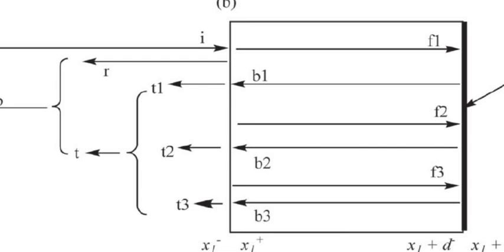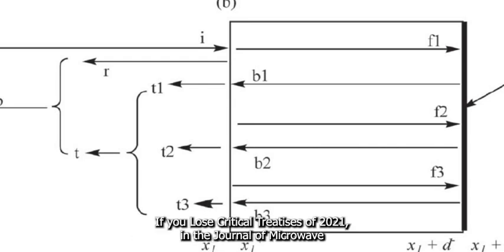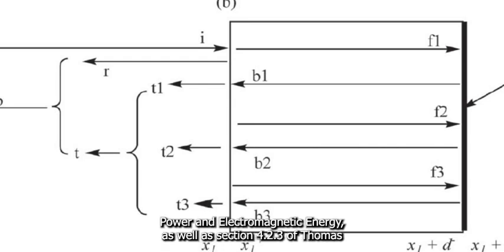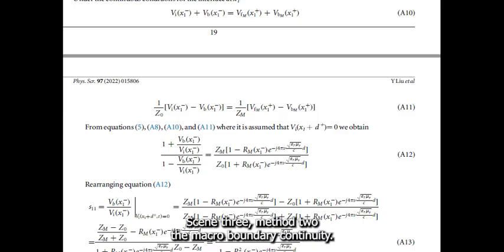coefficient S21. This elegant vector summation is documented in the appendices of Yulu's critical treatises of 2021 in the Journal of Microwave Power and Electromagnetic Energy, as well as section 4.2.3 of Thomas, Paoloni, and Pye's 2024 Elsevier monograph. Scene 3, Method 2, the macroboundary continuity.